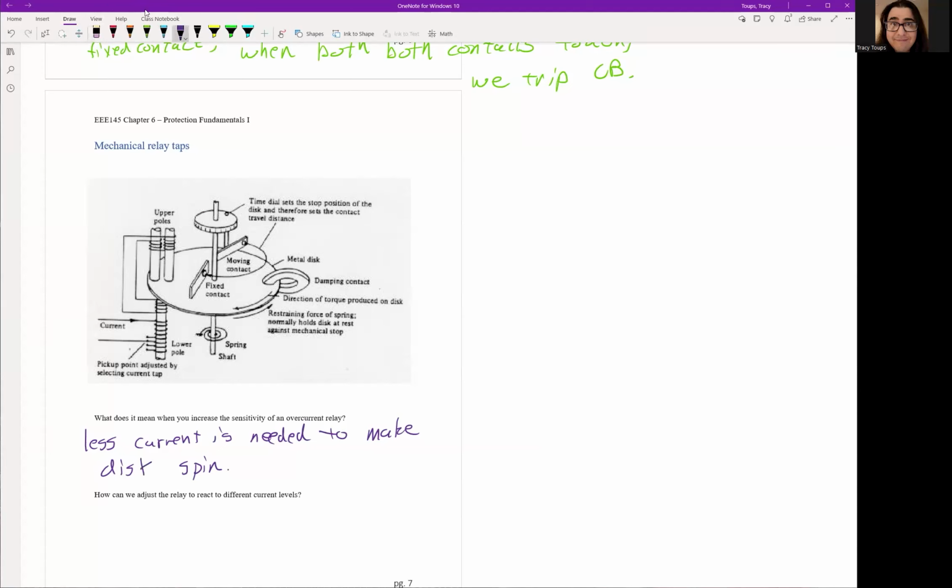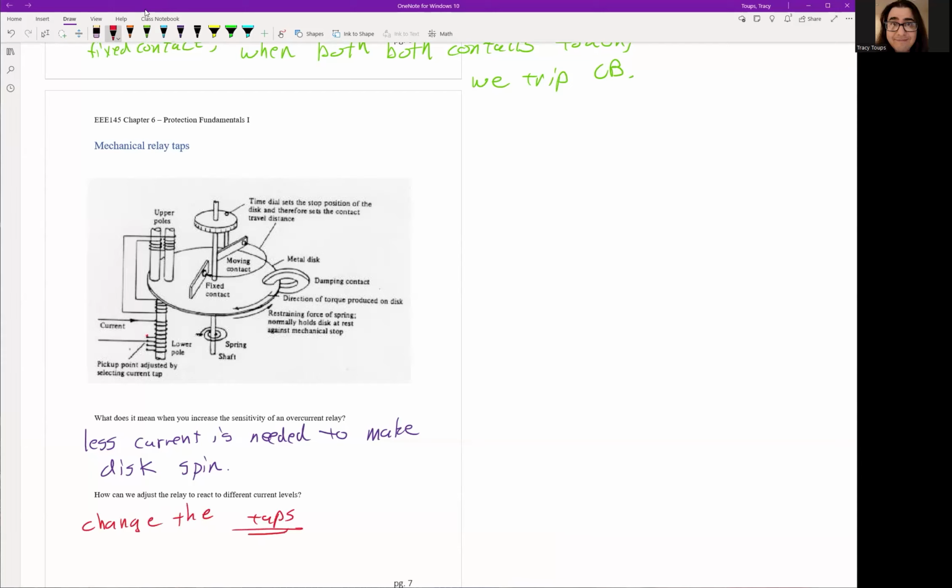Okay. So mechanically, we've chosen a specific type of metal and wires and core, so there's a minimum amount of current needed to make the disk spin, right? And we can program that minimum amount of current mechanically, okay? How can we adjust the relay to react to different current levels? Well, we can change the taps. And what are the taps?